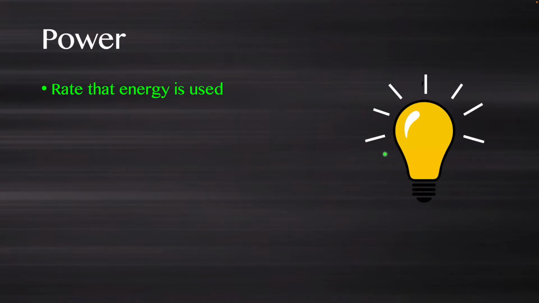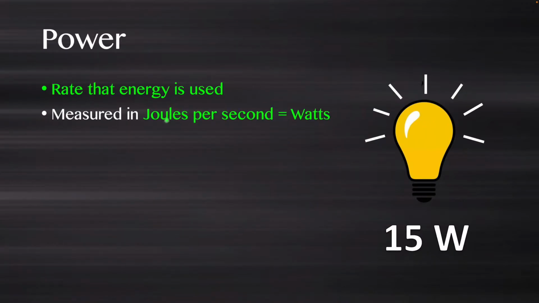So if we look at this light bulb here, it's going to be using energy, and you may recall from Science 10 and 20 that energy is measured in joules. And so it's converting electrical energy into light energy, probably some heat as well. If the amount of energy that it's using is 15 joules every second, constantly, we would describe this as its power rating, 15 watts. The reason we use watts is that watts means joules per second.